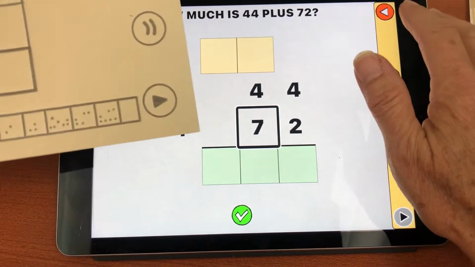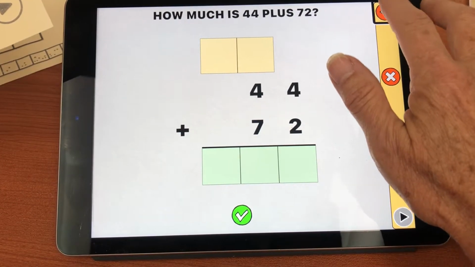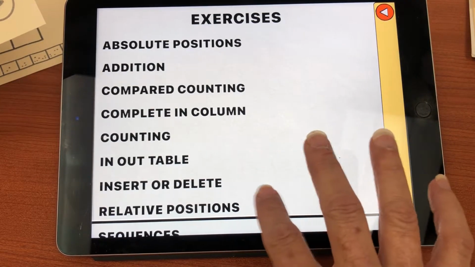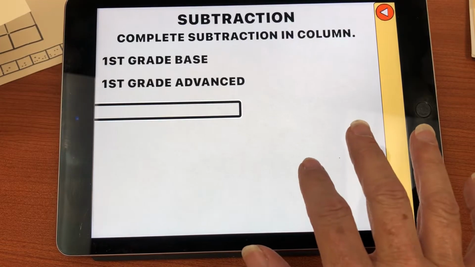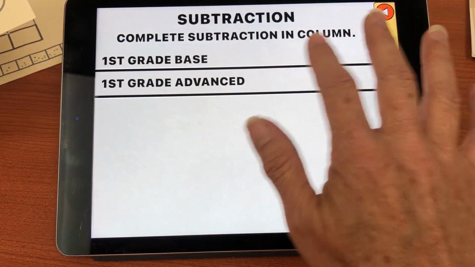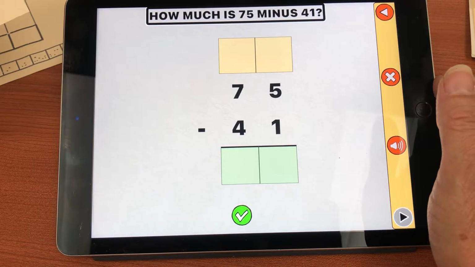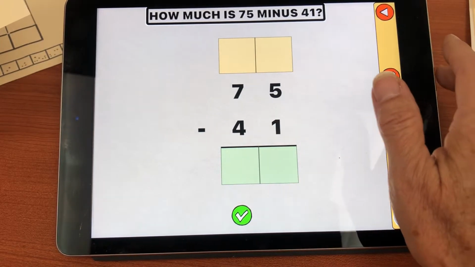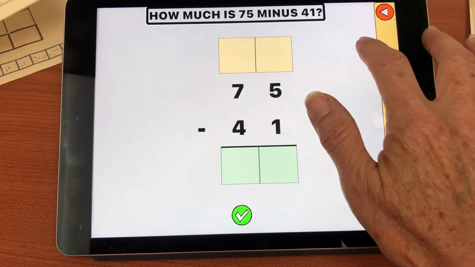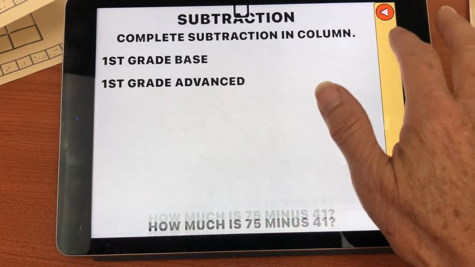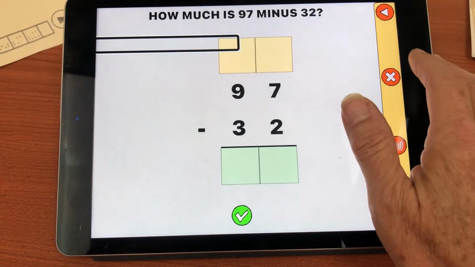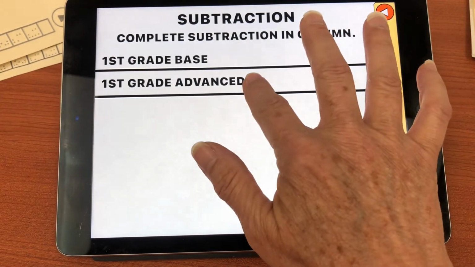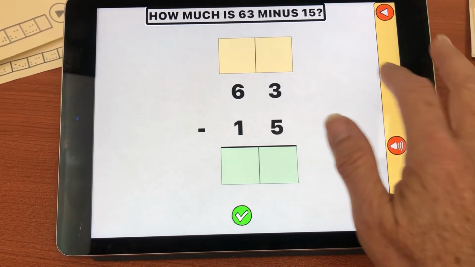So let me go to the subtraction problems here. Back button. Sequence subtraction. First grade advanced. How much is 75 minus 41? Subtraction with numbers up to tens. Let me see if I can find one that involves needing to regroup. First grade exercise subtract. How much is 63 minus 15?